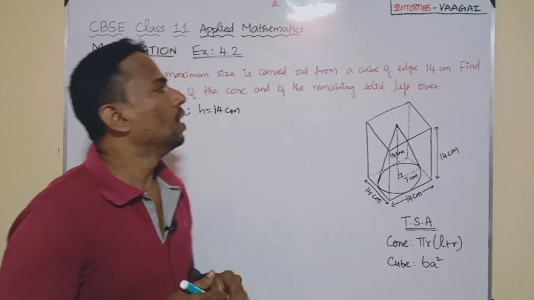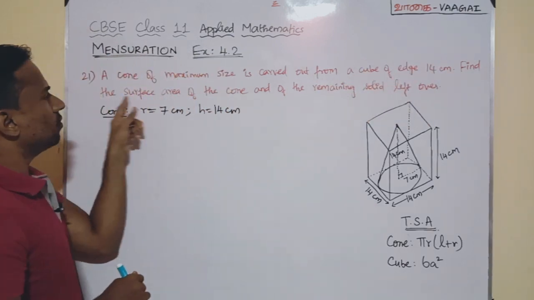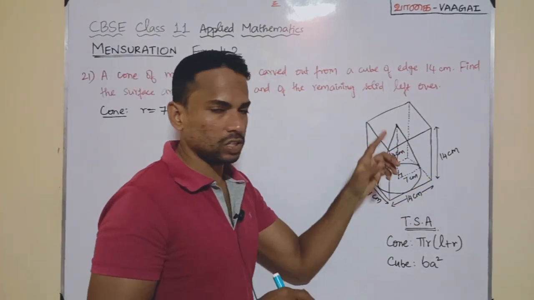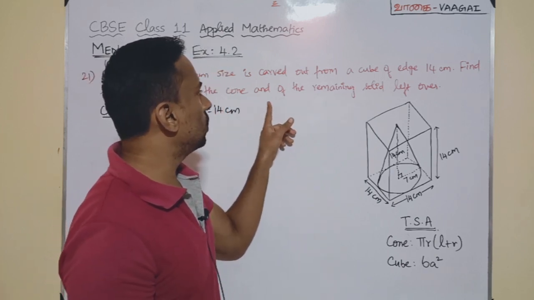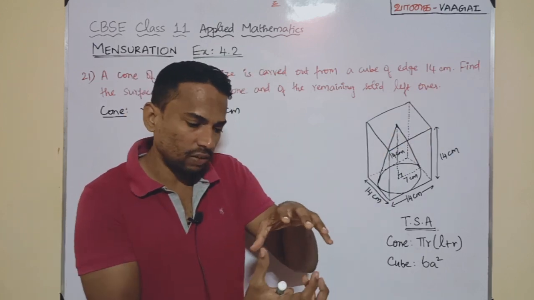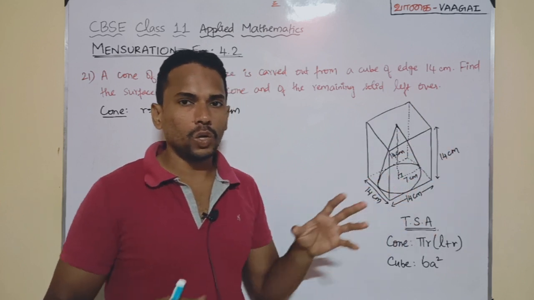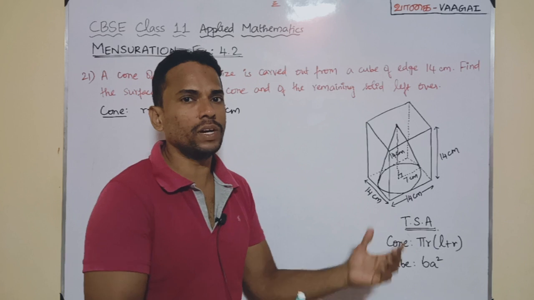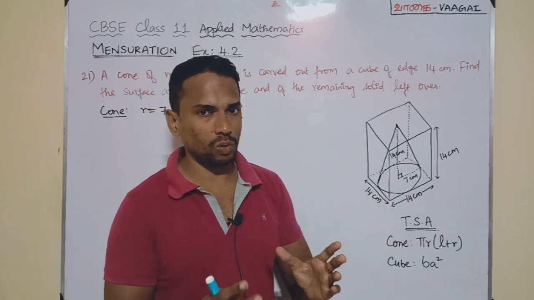Now what we need to find here, that is also important: find the surface area of the cone. That is, we need to find the total surface area of the cone, and also the total surface area of the remaining solid which is left over. Once after removing the cone's portion from this cube, you will have the remaining solid left over, right? For that solid also we are supposed to find the total surface area. So these two things are what we need to find here.